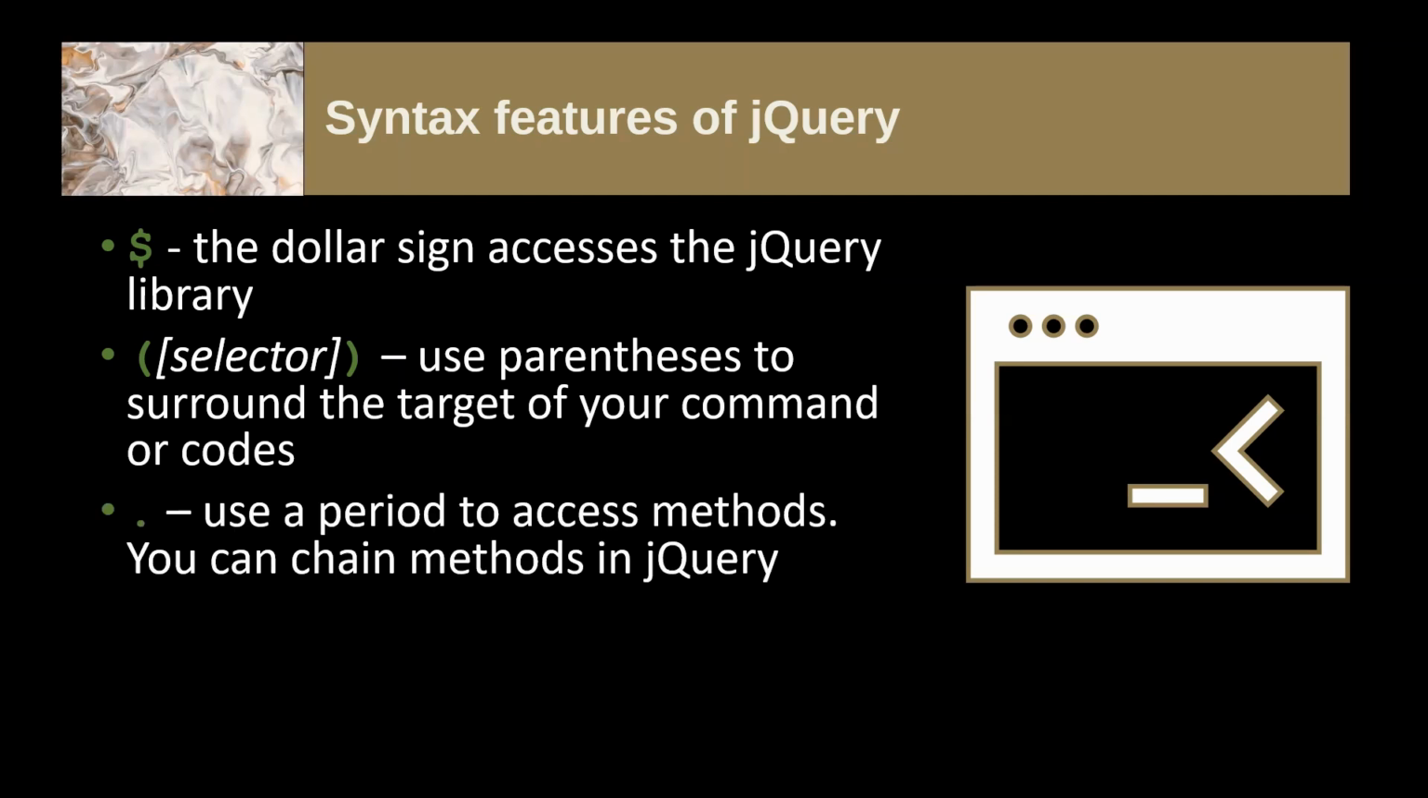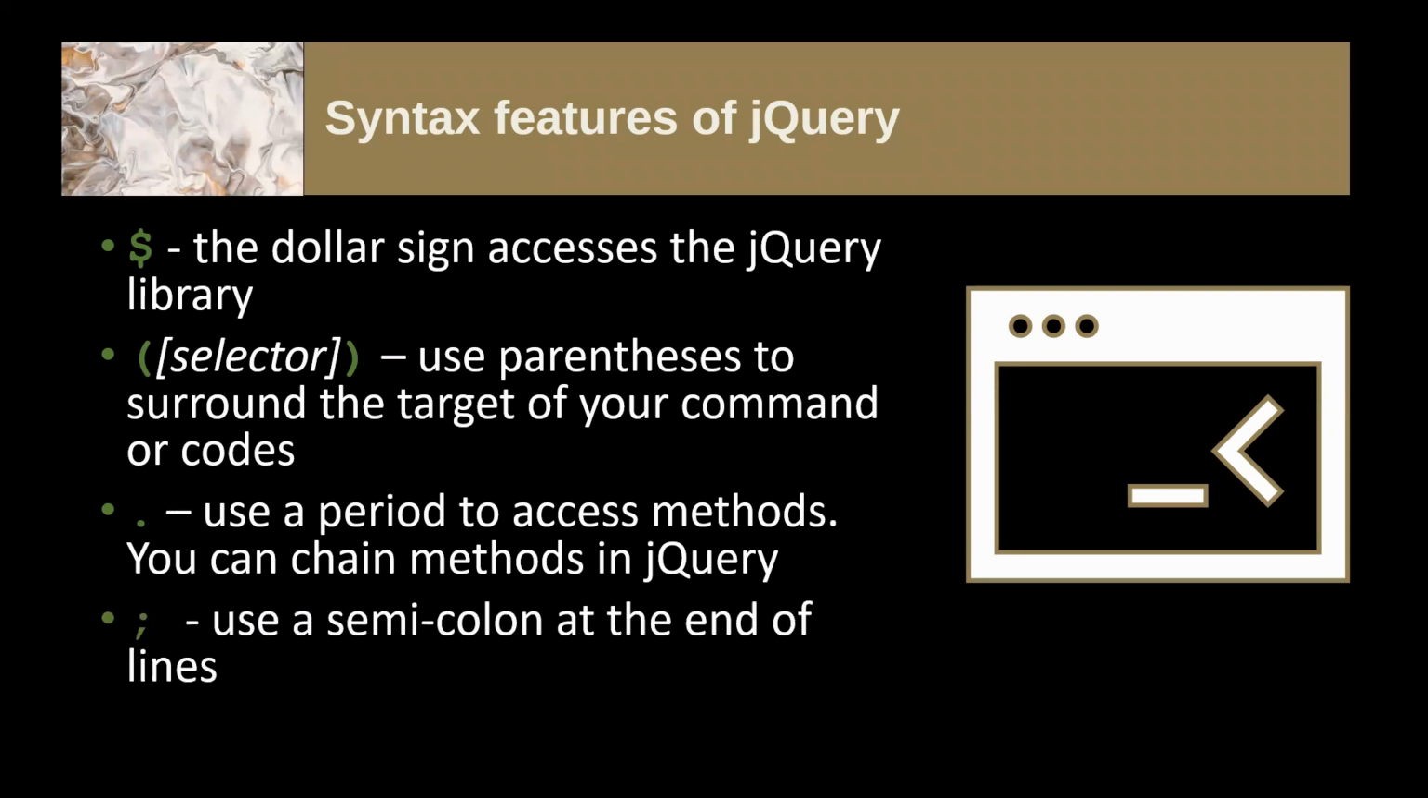You can use a period to access methods. I'll show you a sample line in just a second, but after your parenthesis, you put a period and then you put the method that you're using. And you can chain methods in jQuery. This is one of the things that makes it a really efficient language, that you can apply a series of different methods in a chain. And then just like in JavaScript, you do want semicolons at the ends of your lines.